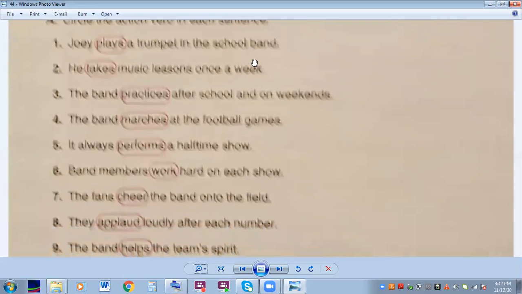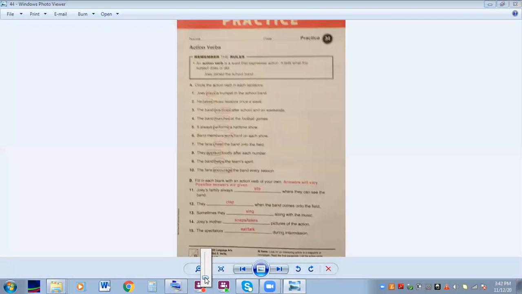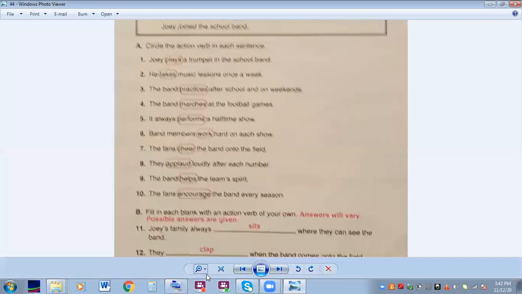1. Joey plays a trumpet in the school band. Plays. He takes music lessons once a week. Takes. Let's make it a little further out. It'll be easier to read. The band practices after school and on weekends. Practices. The band marches at the football games. Marches. It always performs a halftime show.